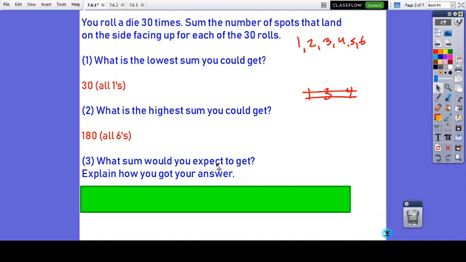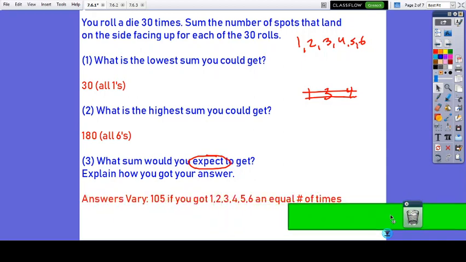So what sum would you expect to get? Here's the word that we're going to be getting at today: expect to get. There are lots of different answers here. Some people just say randomly 100, whatever. But the real answer here should be something like 105. You should expect to get each of these numbers an equal number of times. So if we get 1, 2, 3, 4, 5, and 6 each 5 times, you would get 105. That would be what you're expecting to get.